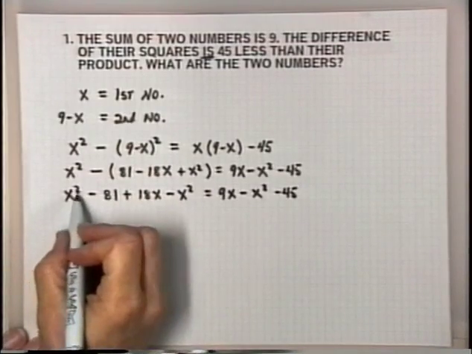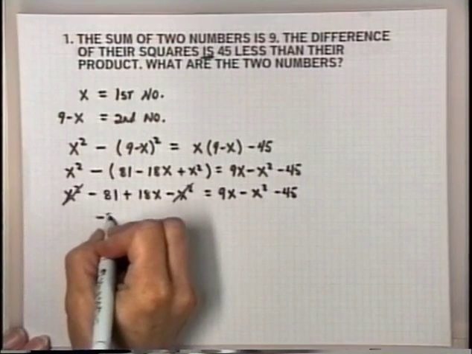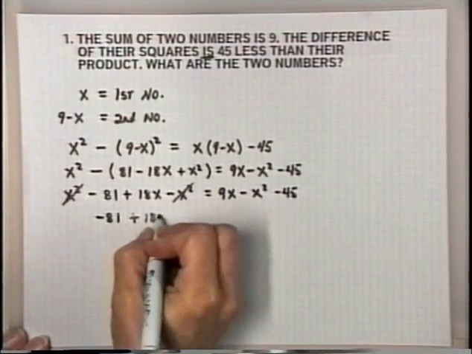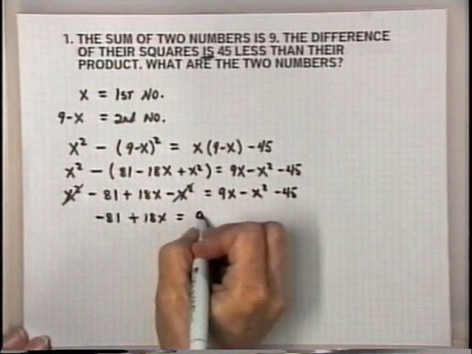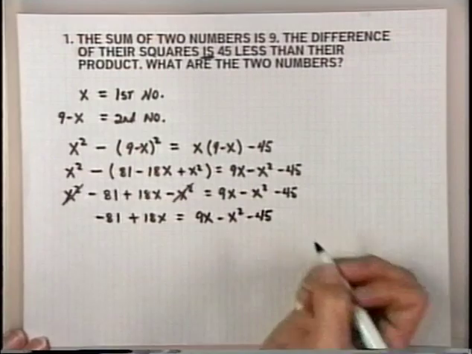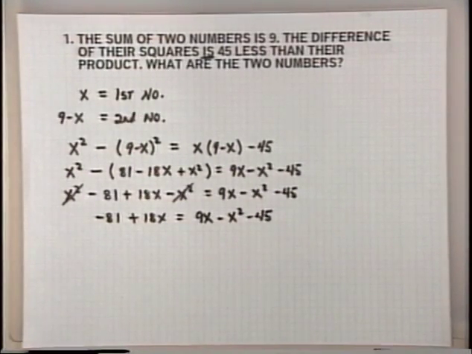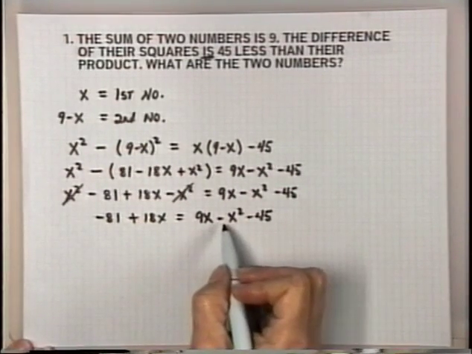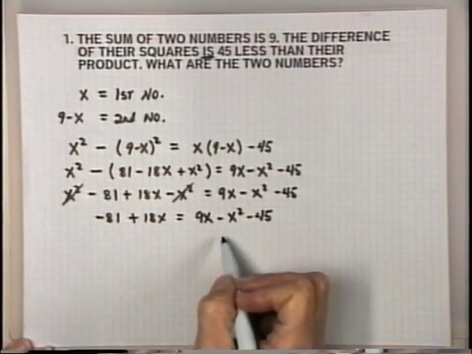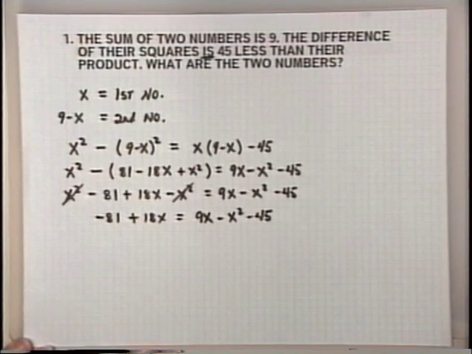On the left-hand side, notice x squared minus x squared adds to 0. So we have a negative 81 plus 18x equals 9x minus x squared minus 45. This term still has x to the second power, so it is still a quadratic equation. Since our coefficient here is negative, let's take this term as well as all of the others to the left-hand side in order to have a positive coefficient on x squared.